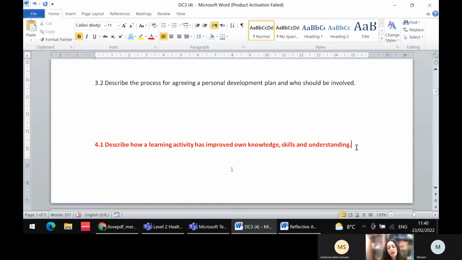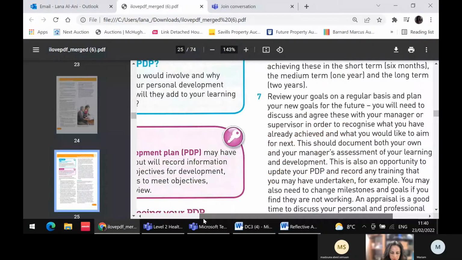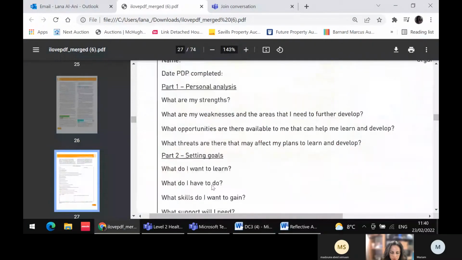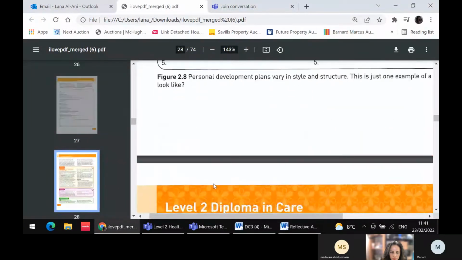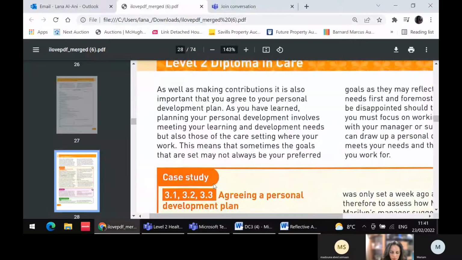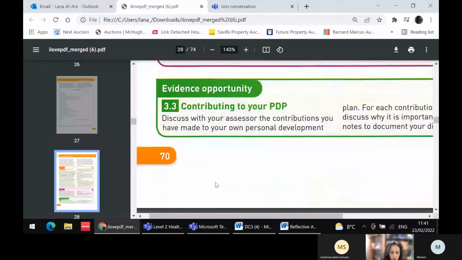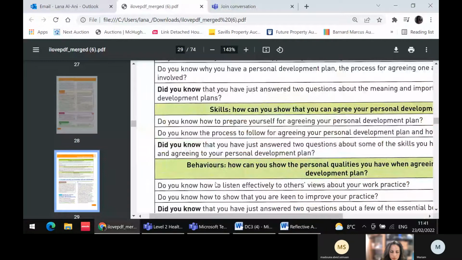So describe how a learning activity has improved on knowledge. Just bring any learning activity, one learning activity. Can you tell me one learning activity and how it improved your working skills? That's 4.1. Okay.